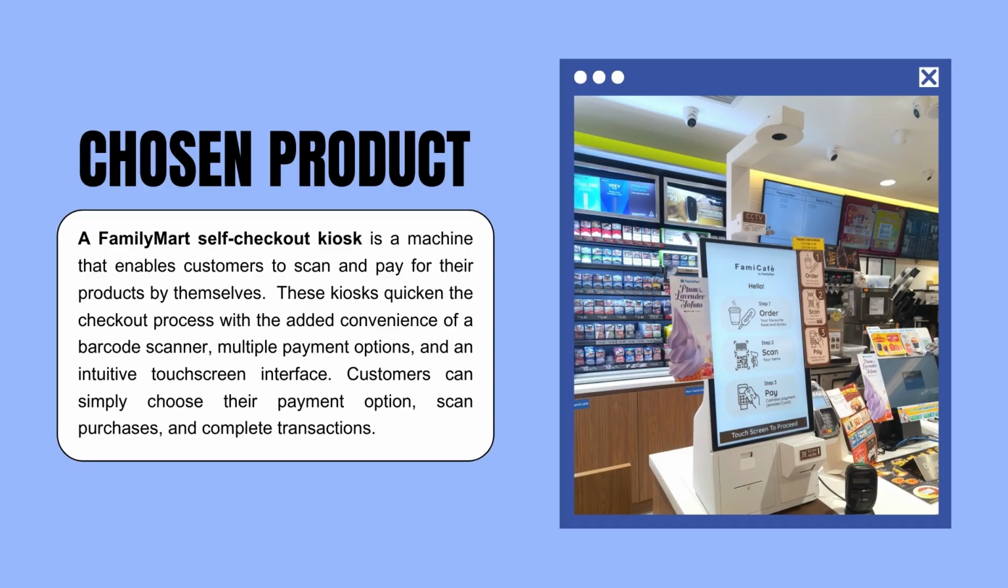So this is my chosen product. A Family Mart self-checkout kiosk is a machine that enables customers to scan and pay for their products by themselves. This kiosk quickens the checkout process with the added convenience of a barcode scanner, multiple payment options, and an intuitive touchscreen interface. Customers can simply choose their payment option, scan purchases, and complete transactions.